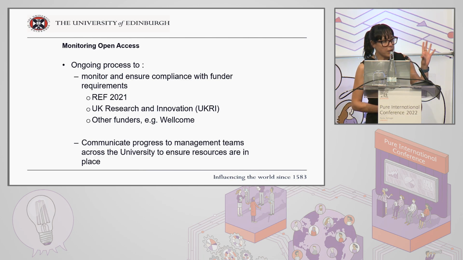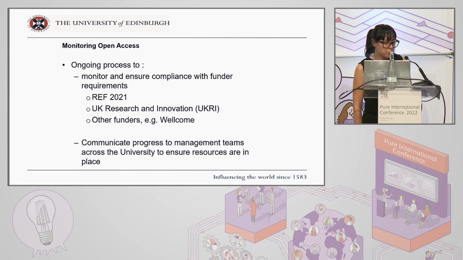These reports were Excel reports. They extracted data from Pure into Excel. They required a lot of data manipulation, and they were very time-consuming. And the only thing that was monitored was REF open access compliance. So UKRI and Wellcome Trust was left to units to monitor.